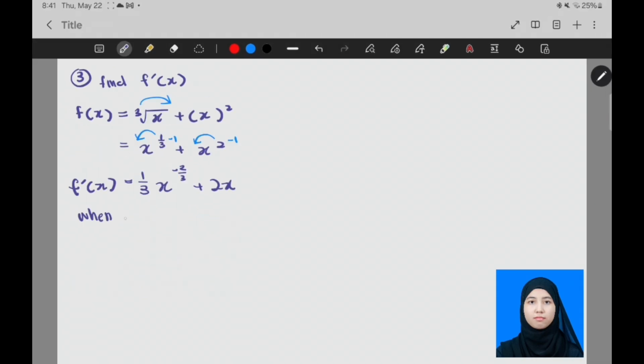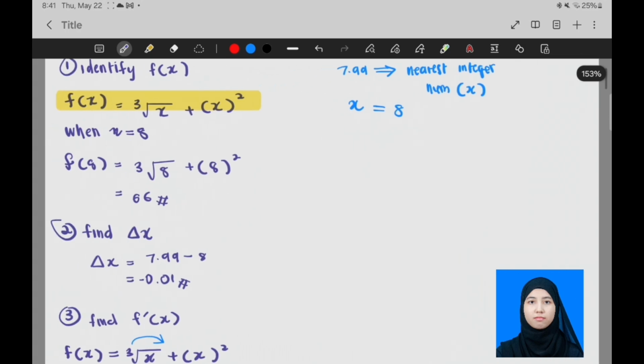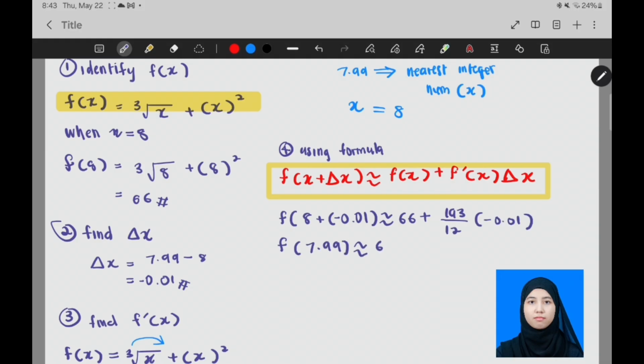Next, I repeat the same process by inserting x or 8 into the function and obtain the answer. After finishing all the steps and gathering the information, I have to insert the answers into the linear approximation formula. Just rewrite the answers into the formula. Since the question demands the answer to be in 3 decimal places, I have to round the answer.